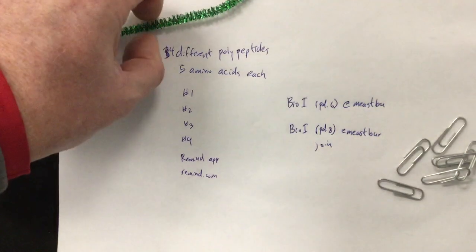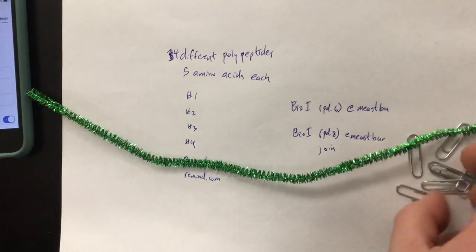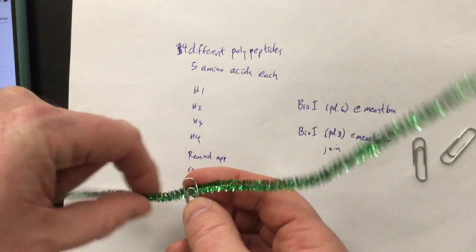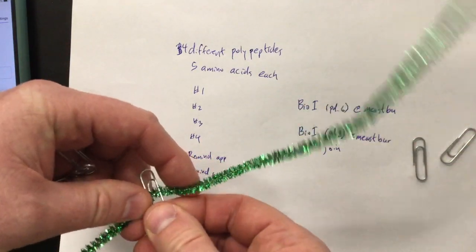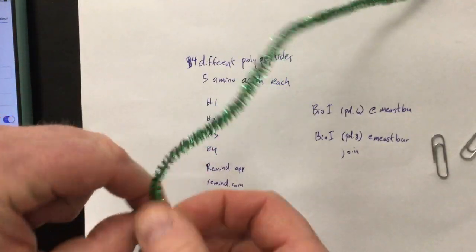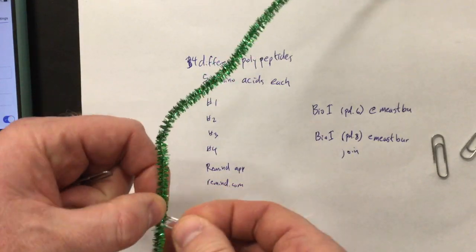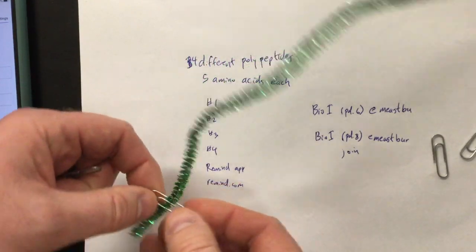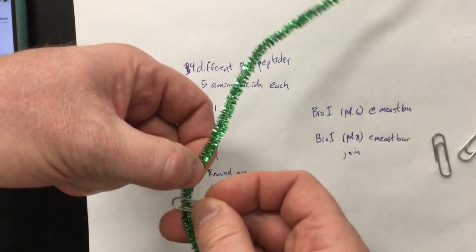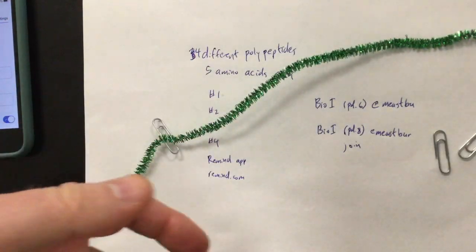Okay. So what we need to do, I said 5 amino acids. Those 5 amino acids are going to be connected with paper clips. Now I do want to do it so that my paper clips stay in position. But this is my polypeptide chain. We're going to go through dehydration synthesis, and we're going to have 5 amino acids linked together.